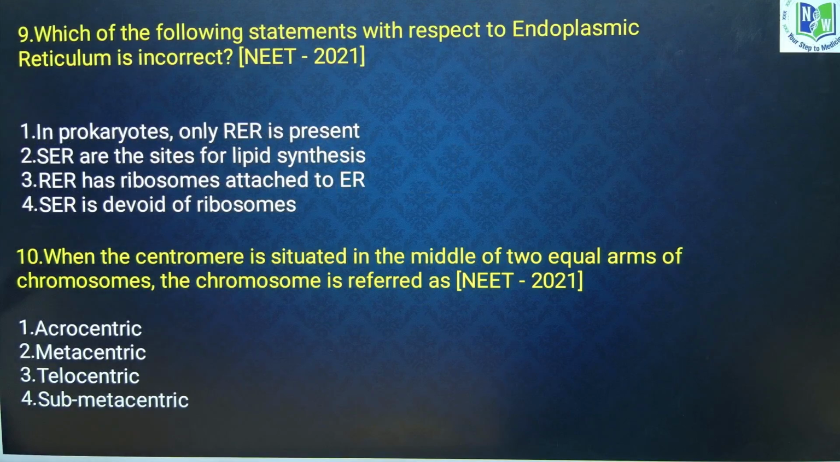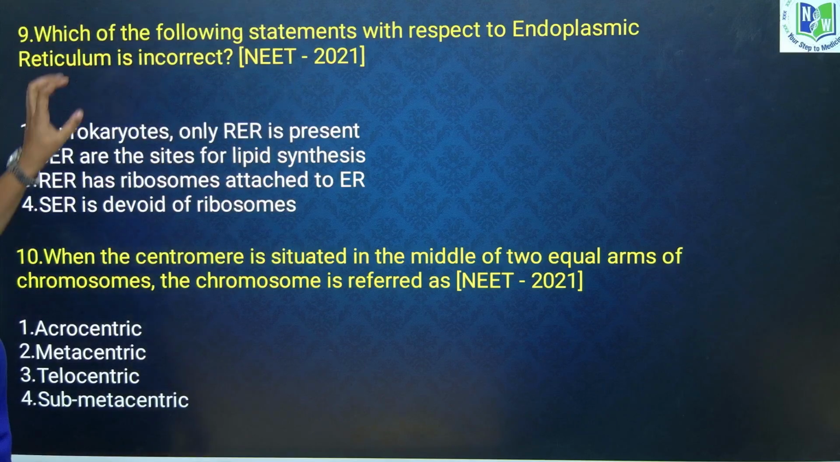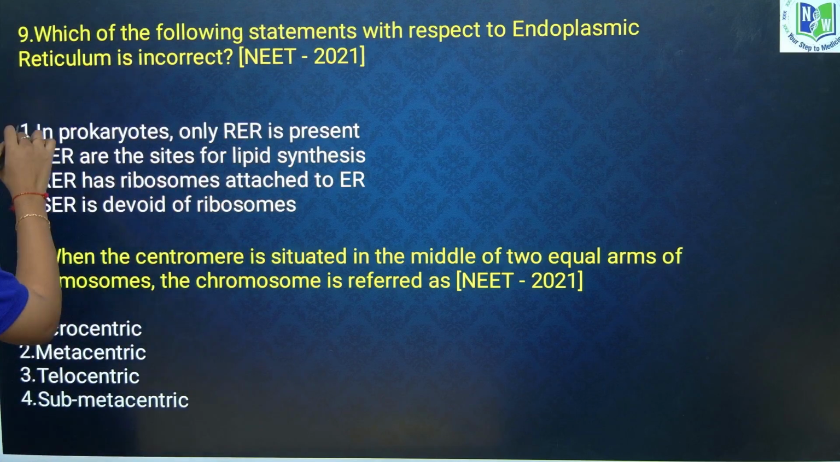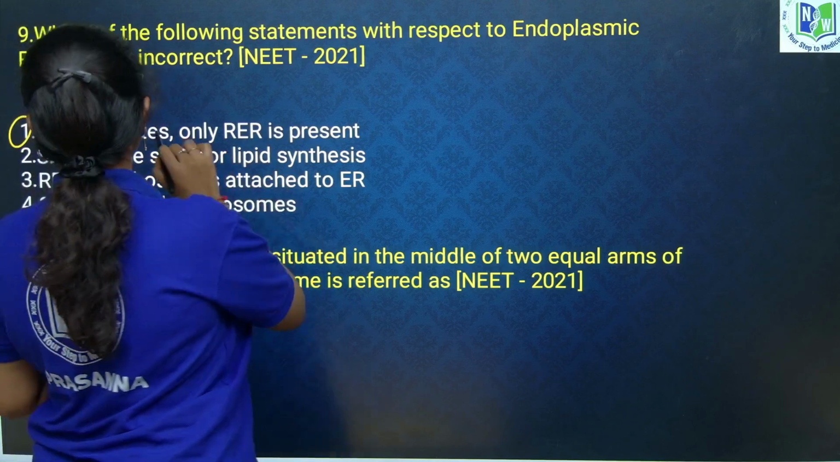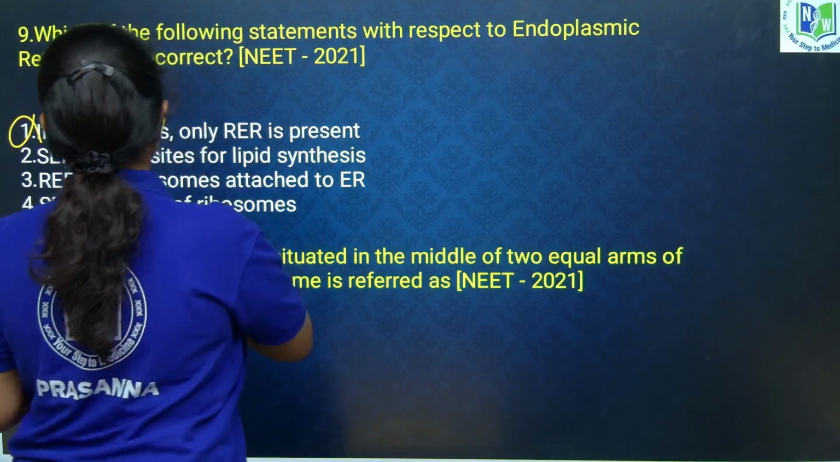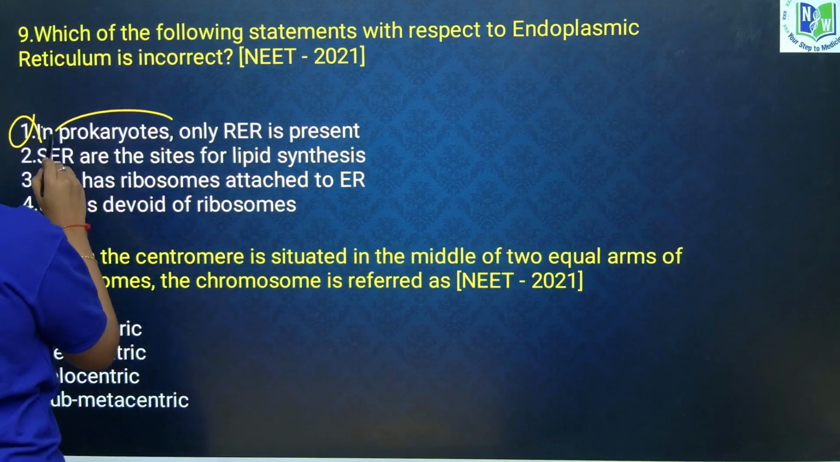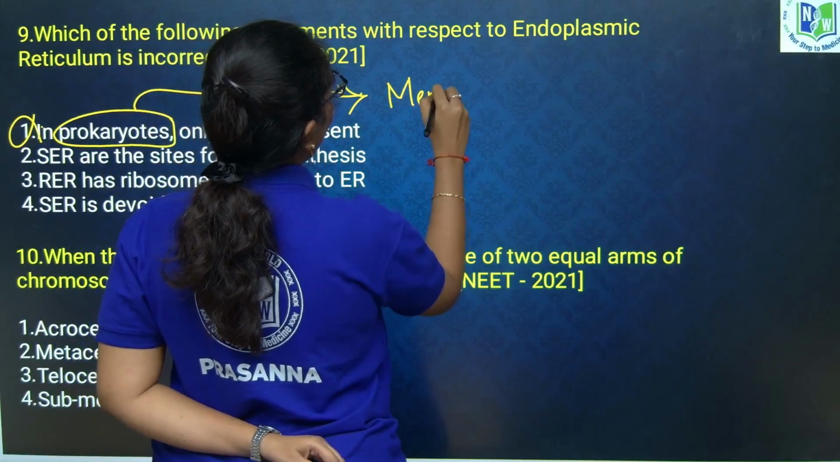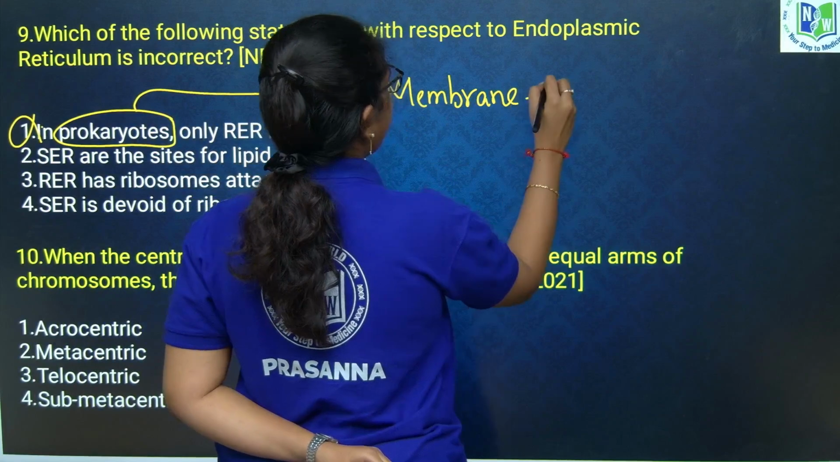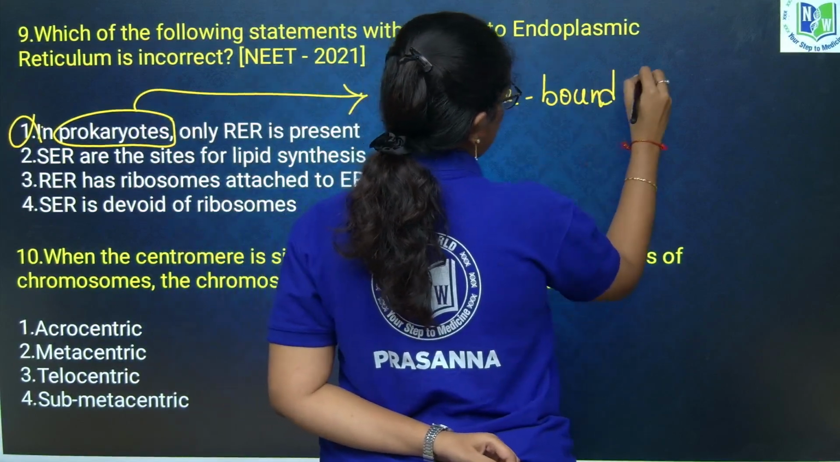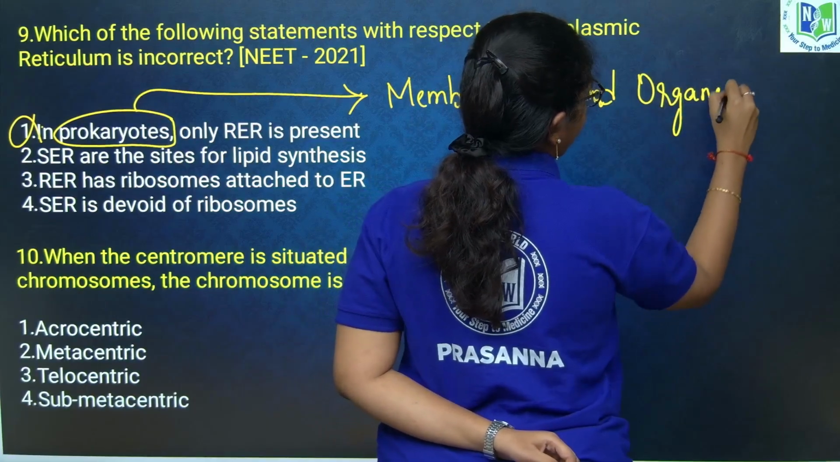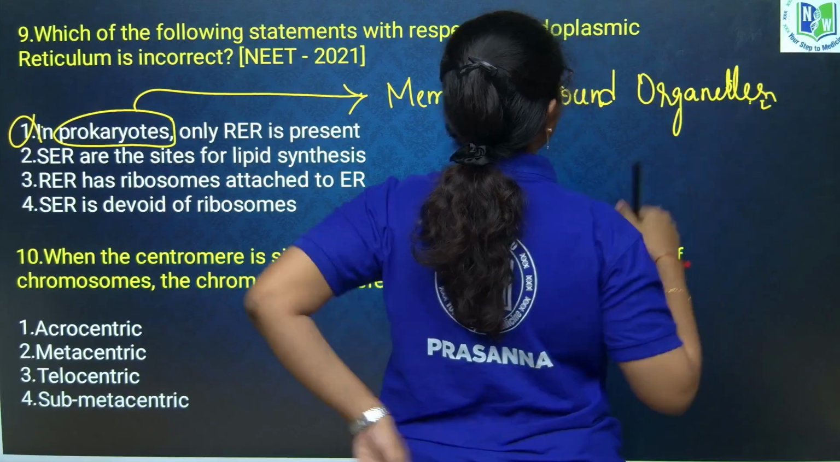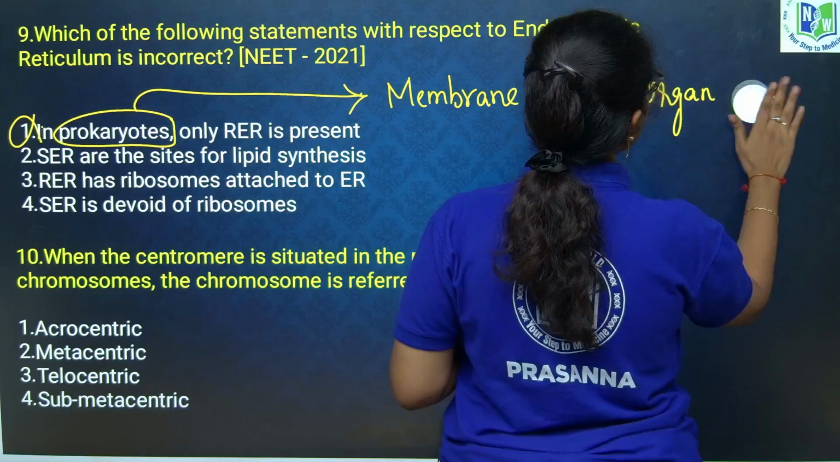Which of the following statements with respect to endoplasmic reticulum is incorrect? In prokaryotes only RER is present. This is wrong because prokaryotes don't have membrane bound organelles. In that case, how will they have RER, right? So this is wrong.